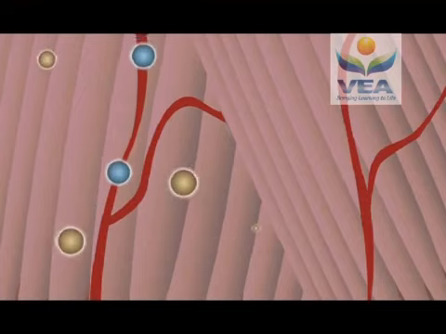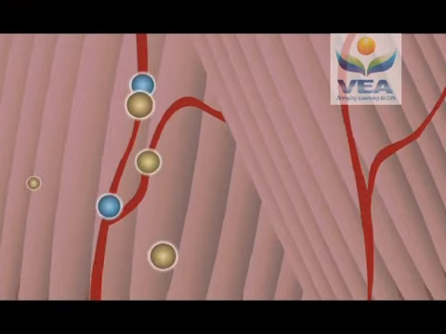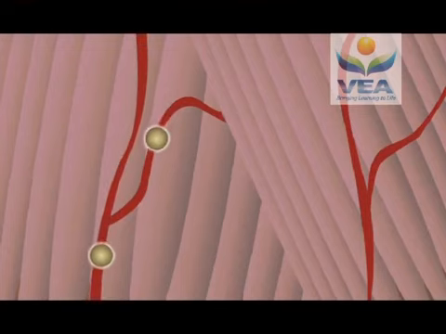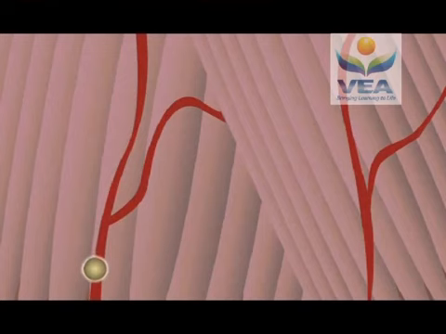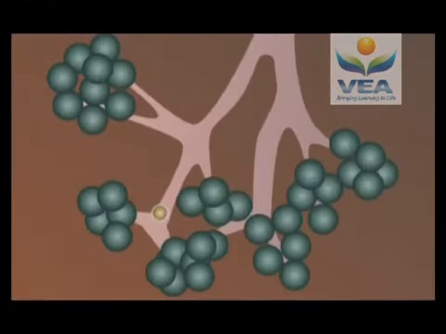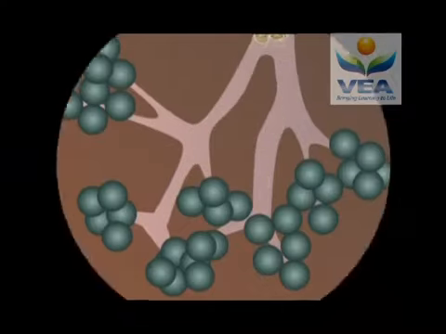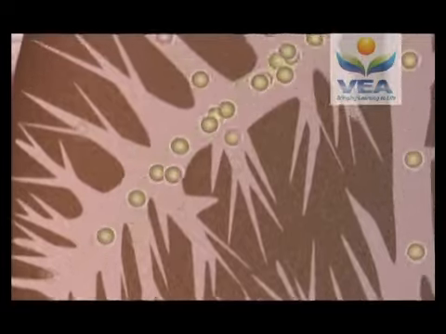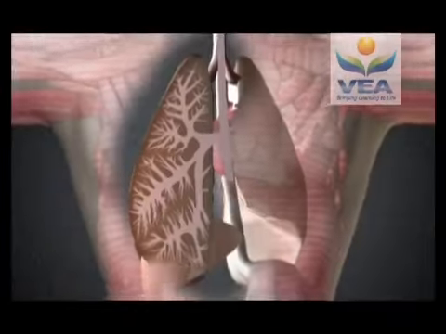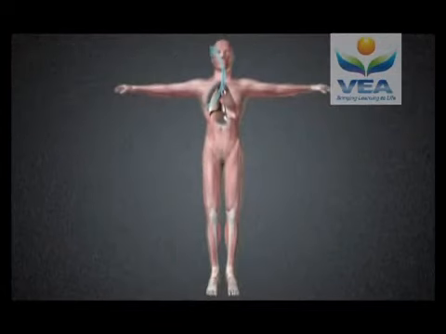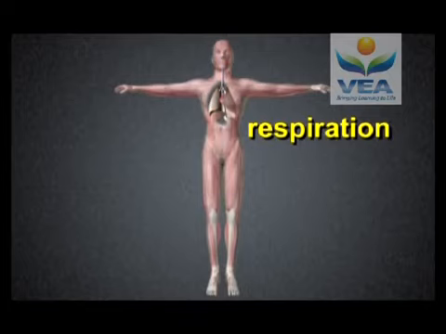The production of energy produces carbon dioxide as a waste product. Carbon dioxide is disposed of by essentially the reverse of the process that distributes oxygen throughout the body. The bloodstream transports carbon dioxide back to the alveoli. The carbon dioxide then passes into the lungs and is expired. The process of the transport of oxygen into the blood and the removal of carbon dioxide is called respiration.